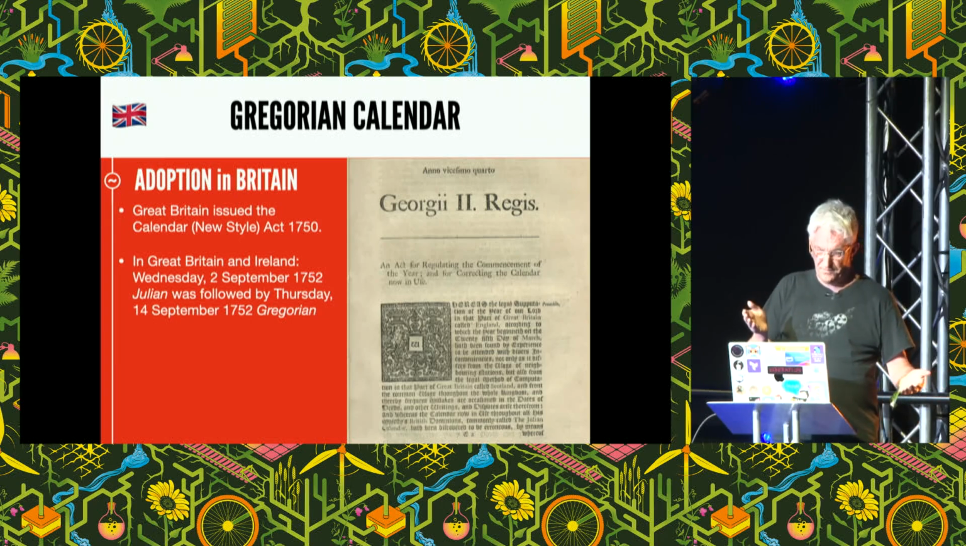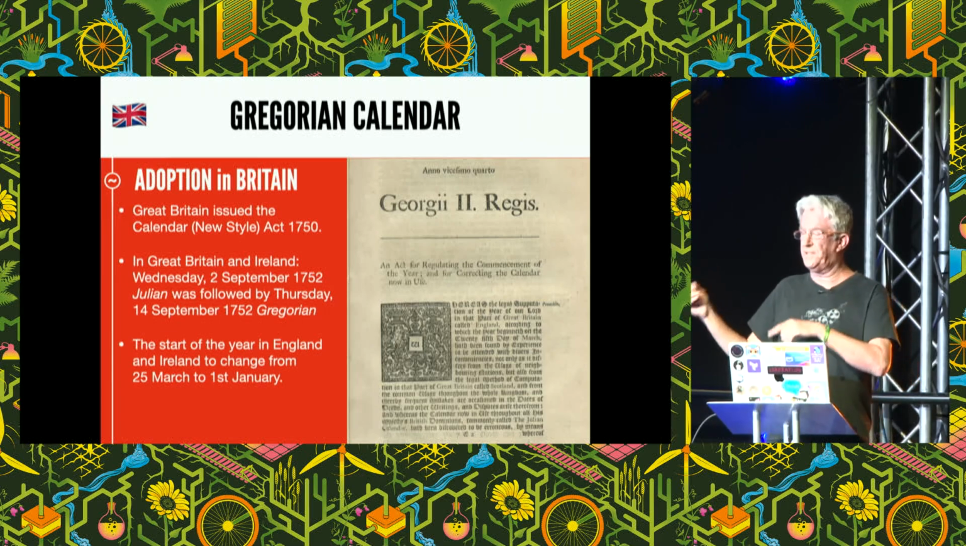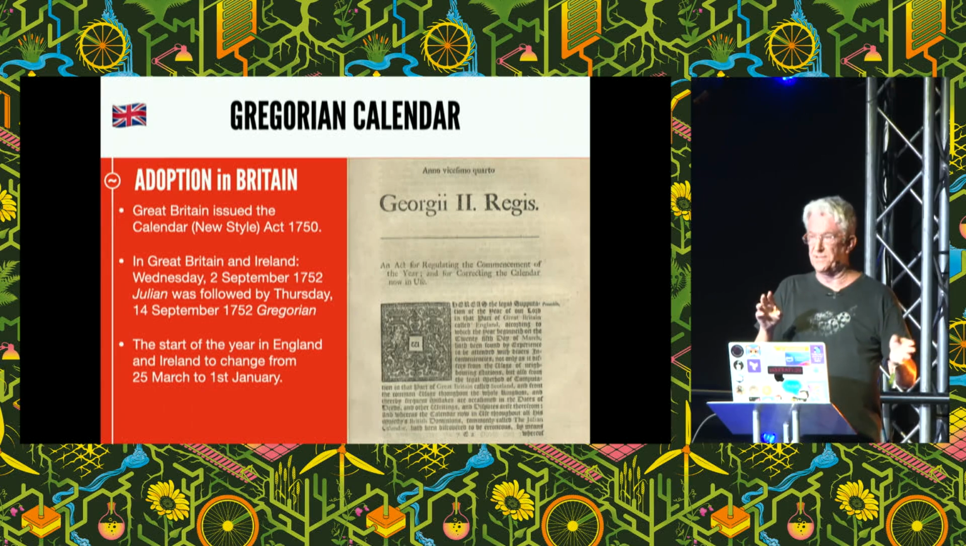So what happens in Britain? We get the 2nd of September 1752. Julian becomes 14th of September 1752. And also it realigns the years. There's two things going on in this act. At the beginning of the year, we were still celebrating the beginning of the year as on the 25th of March, but we realign it to the 1st of January.